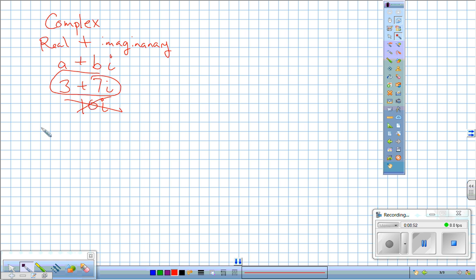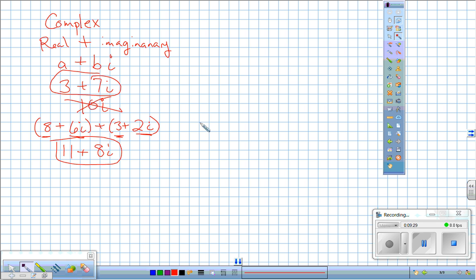So if I had to add them, here's a few examples in the book. I have 8 plus 6i plus 3 plus 2i. So these are two complex numbers that I'm adding together. I'm going to add the real parts. The real parts would be the 8 and the 3, so I have 11, and then I add the imaginary parts, 6 plus 2, and I keep the i with it. So I have 8i. This is my answer. This is as simple as it gets.